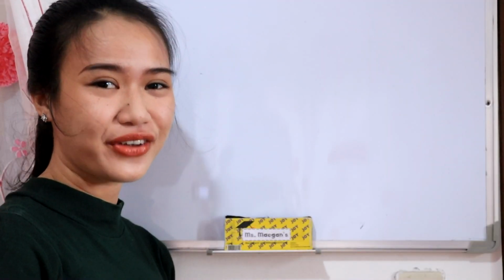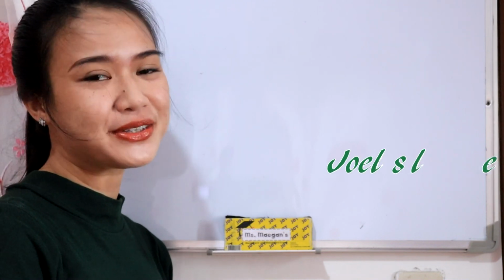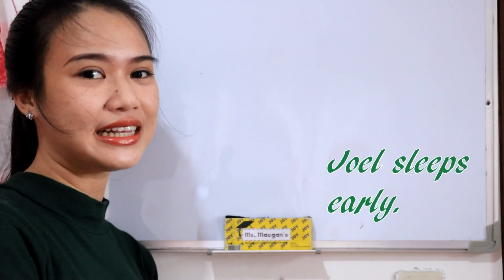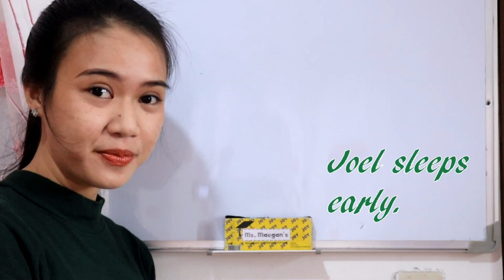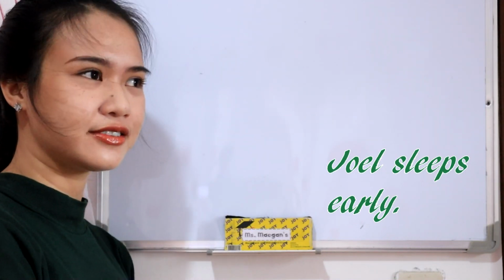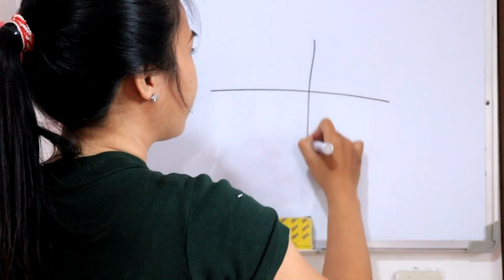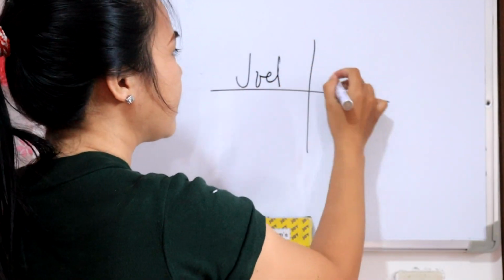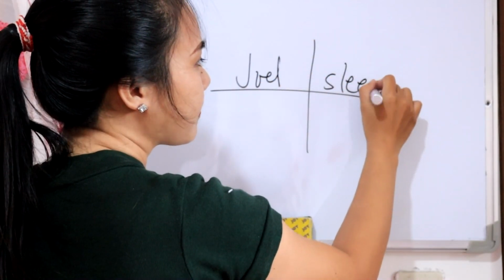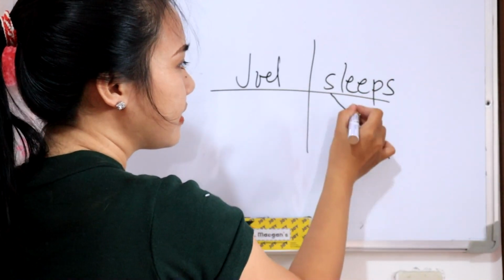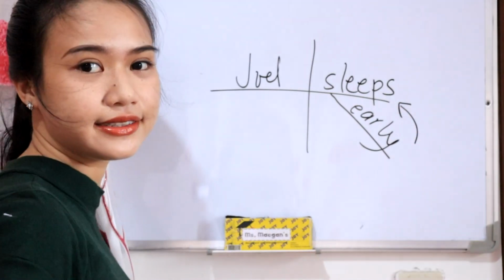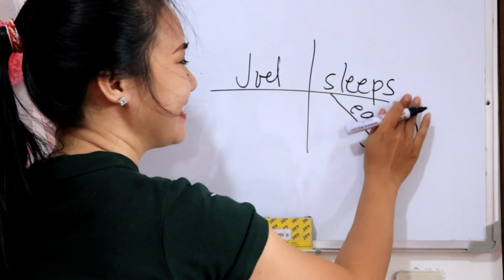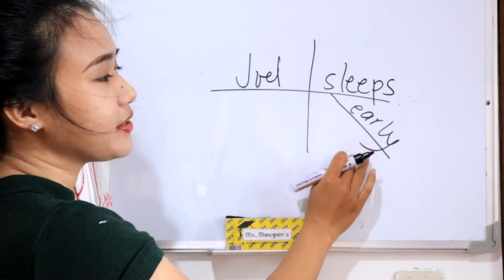Our next sentence is very simple. Joel sleeps early. We have the subject Joel, and sleeps is the intransitive verb. Early there modifies the verb sleeps, and it answers the question when. It's just like this. Joel is our subject, and then what does he do? Sleeps, and early below the word it modifies. There's no arrow here. Okay, Joel sleeps early. Get it?